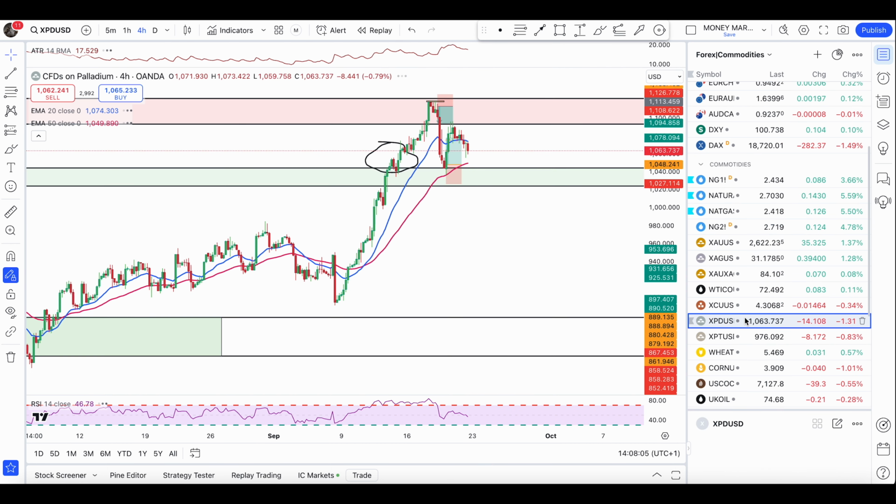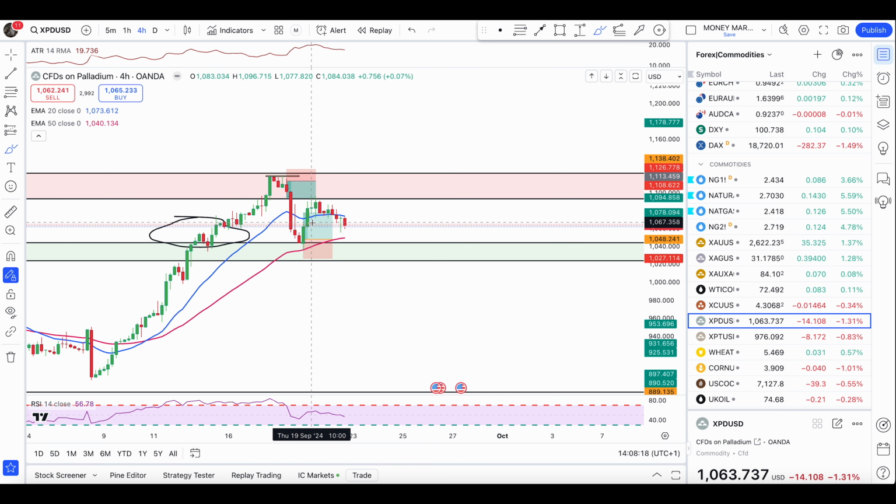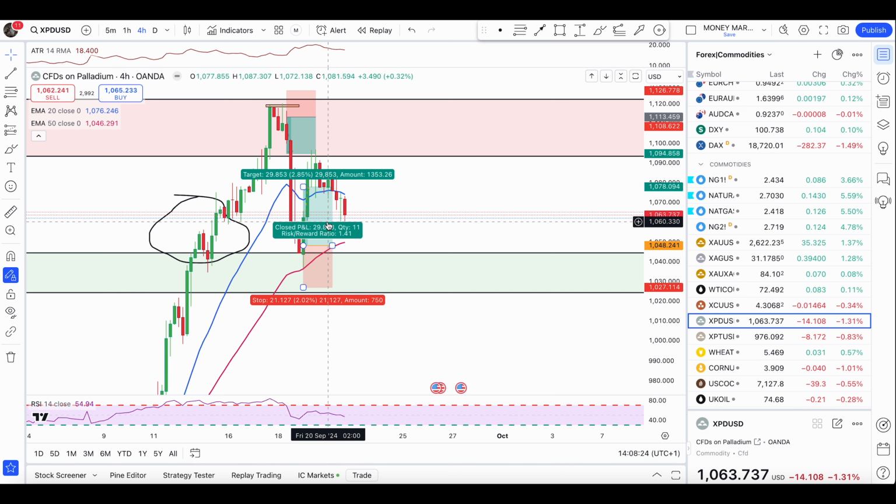Coming back to Palladium, that aggressive entry worked. Of course, in the trading business, we need to take risk. That nicely worked. And what do we have after that? After that, price nicely bounced down, and if you look here on the 4-hour time frame, that nicely hit the targets of 1.4 to 1 reward to risk ratio.